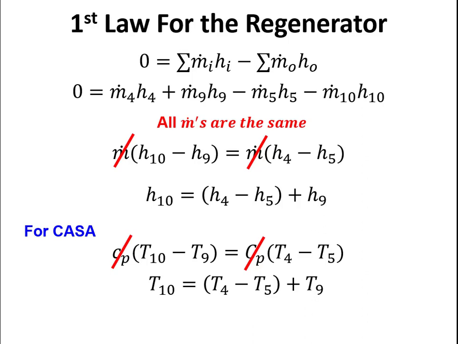So if I do this, I can get an equation for H10. And if I know H10, then I can solve the problem. I know now the exit of my regenerator, so the exit into the atmosphere. And if I'm doing this in a cold air standard analysis, then I also know that I can find my temperature at state 10, which is the temperature of the exhaust gas.